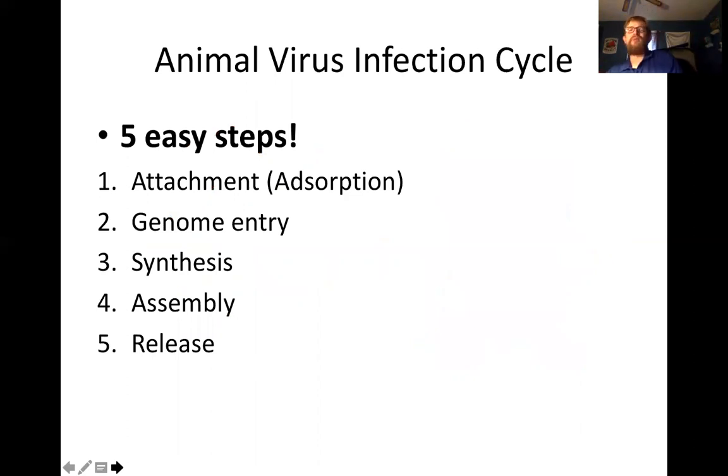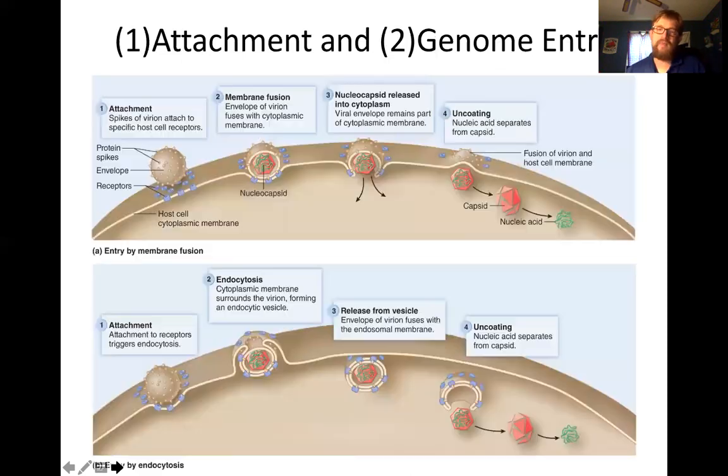So we're going to talk about an animal virus infection cycle, and you'll see that, again, there are a lot of similarities between the infection cycle of an animal virus and a bacteriophage. And so we'll talk about attachment and absorption, genomic entry, which is an important point where we see some variations, synthesis, assembly, and release, especially of these enveloped viruses, which is unique in this case.